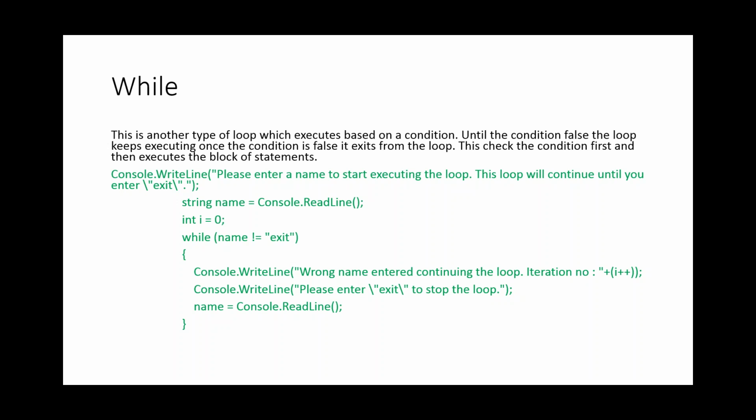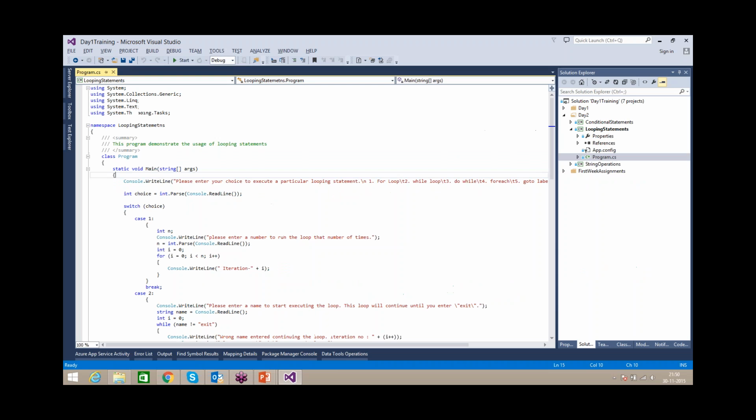Okay, so for this while loop I have given a simple example. You have to enter a name. If the name is not equal to exit, it will keep on executing the block of statements inside it. Once you enter the exit statement, then automatically the loop will be exited. Okay, so we'll see this program.